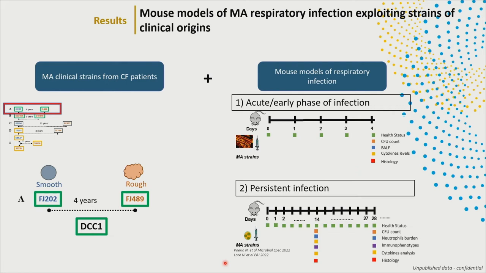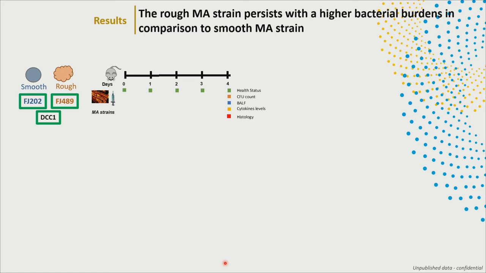Due to the lack of time, I'm going to present the first data, in particular those referring to the acute infection model. We infected the mice by intratracheal infection, and after 4 days, we evaluated the bacterial burden and the inflammatory profile, both at the airway level in terms of bronchoalveolar lavage fluid and in the overall lung.